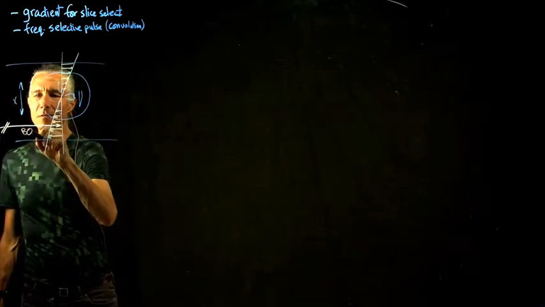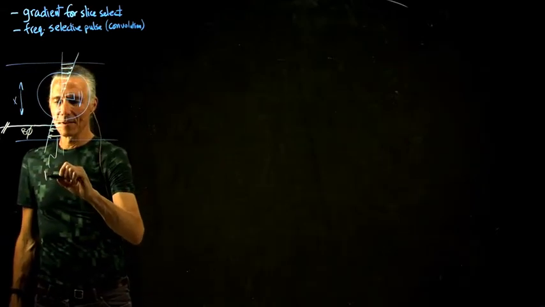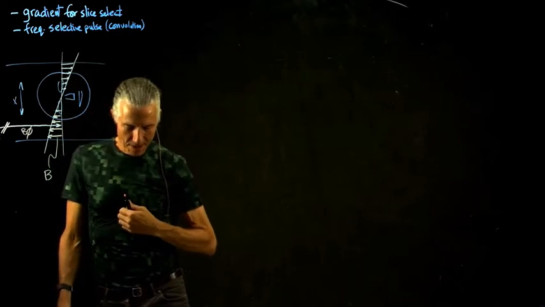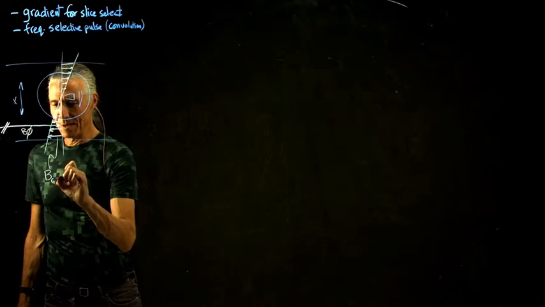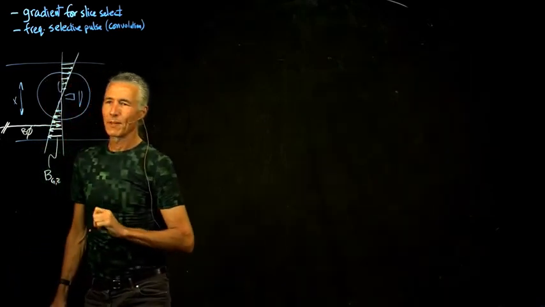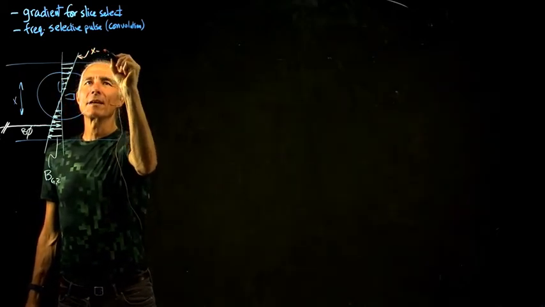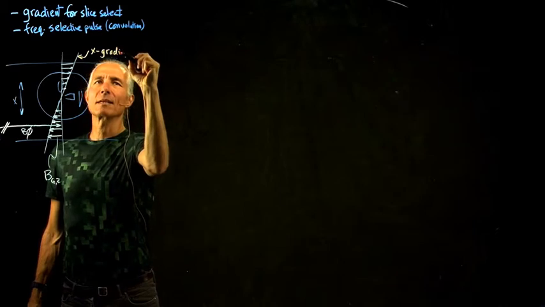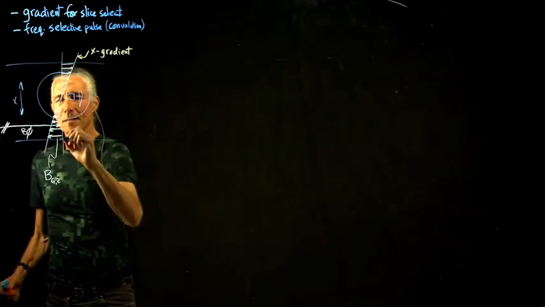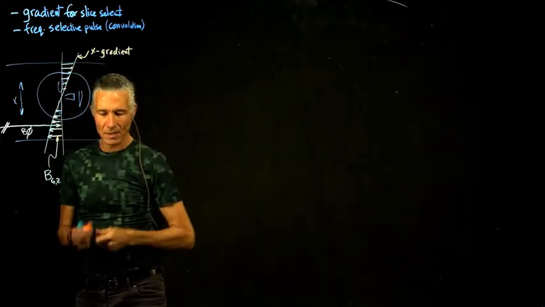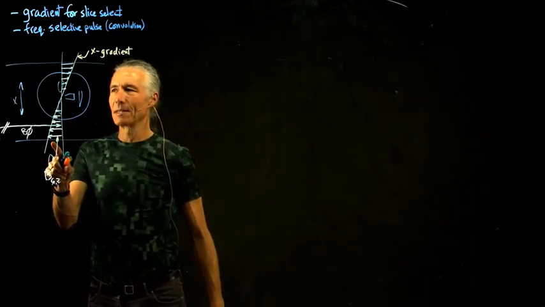So here's our B0, and then this thing we'll call the B gradient field, and we're only interested in the Z component of it. So this is the X gradient, but the critical thing is it's affecting the Z component of the B field. It turns out that it's not actually possible to only affect the Z component.